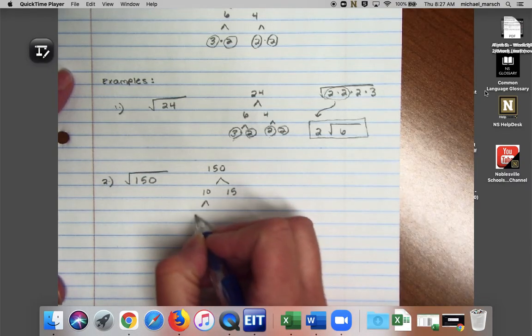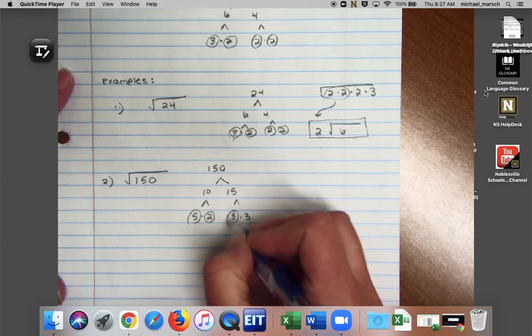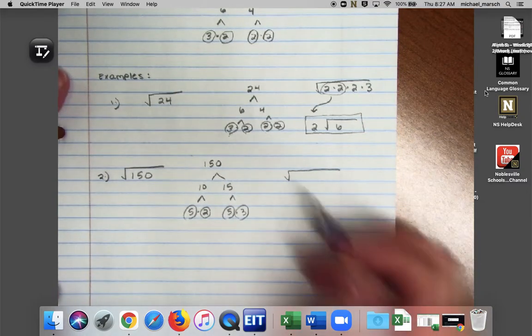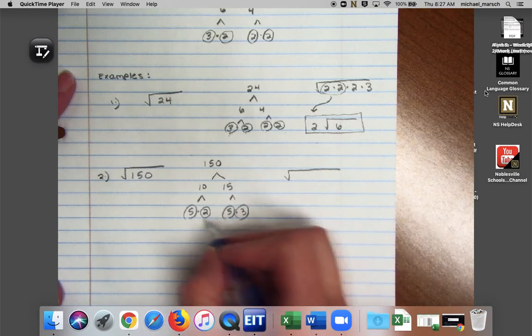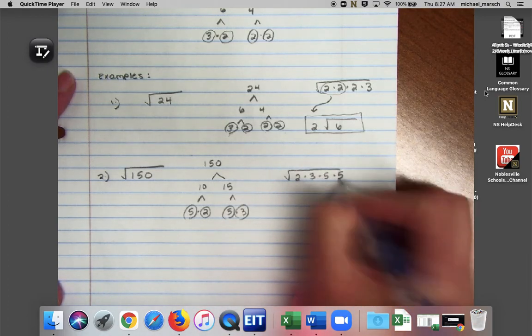So then I would say, all right, 10 is made by 5 times 2. Those are both prime numbers. And 15 is made by 5 times 3. Again, both prime numbers. So then I'm going to go over here underneath my little square root house, and I'm going to put them in order from least to greatest. So I have 2 times 3 times 5 times 5.